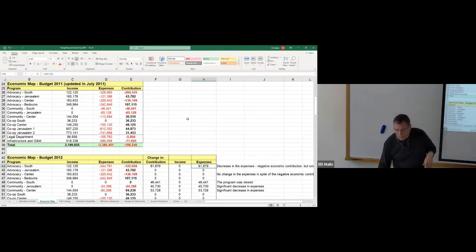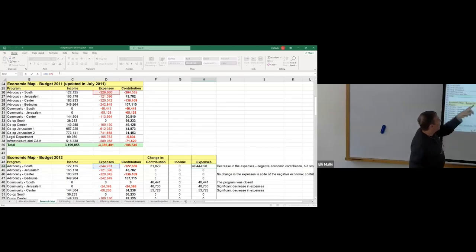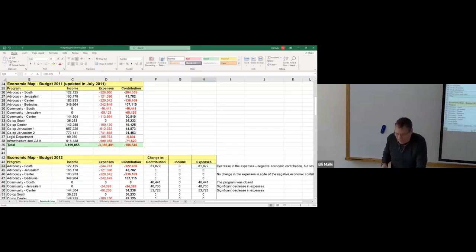What do we see here? Basically, we see the same formula. So we had expenses of 326,000. Now we have expenses of almost 245,000. So if we do minus 245 minus 326, we get a positive effect of almost 82,000.